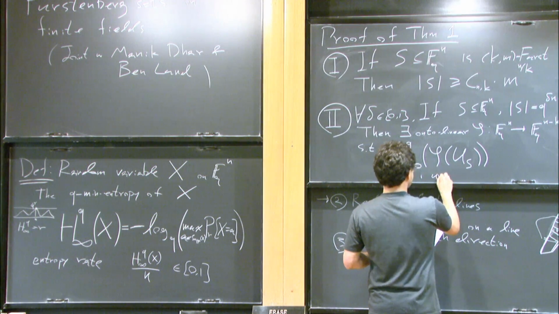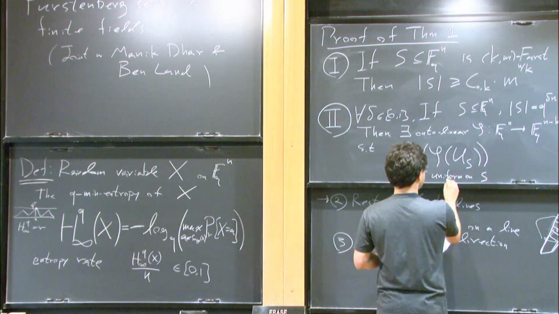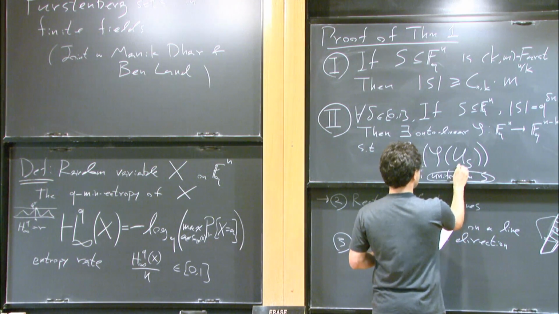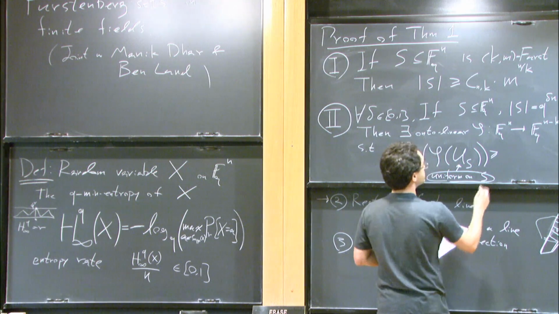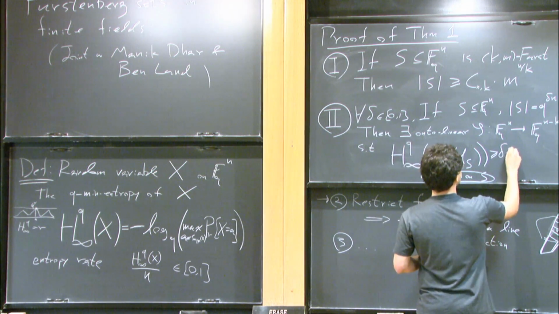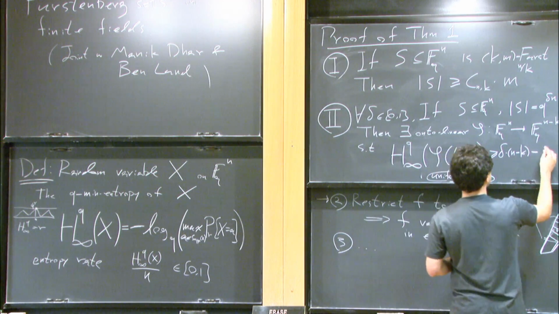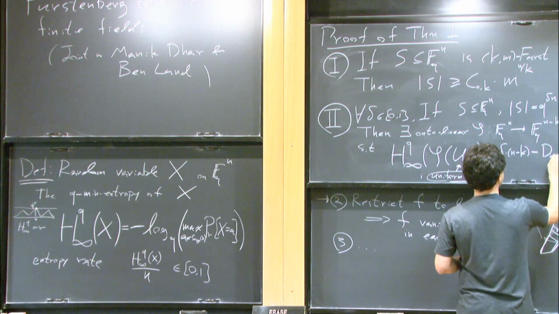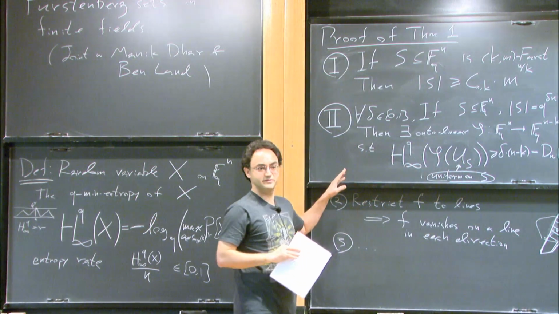This is uniform on S. It is at least delta times n minus k minus some constant d_{n,k}. Okay, just parse this for a second.